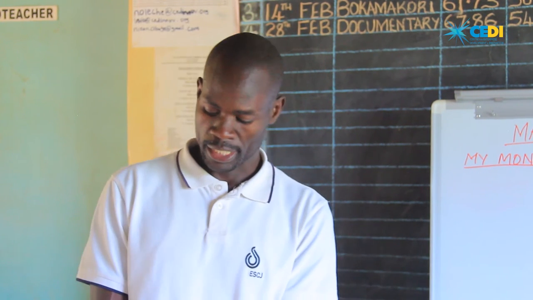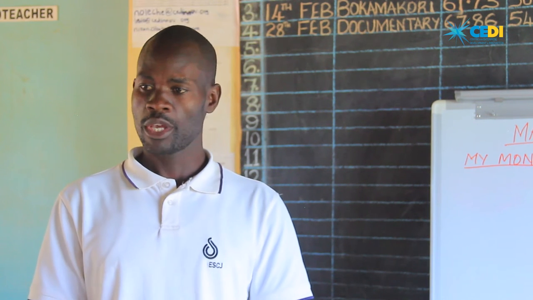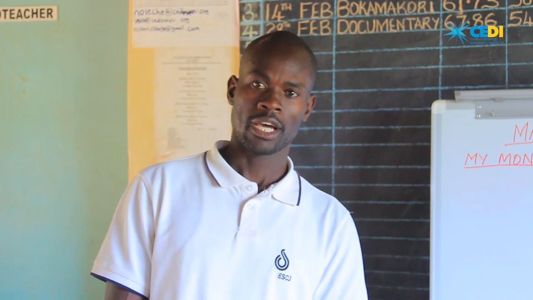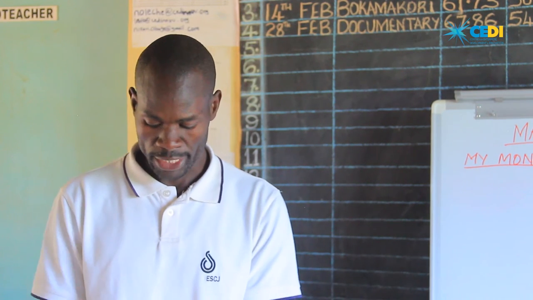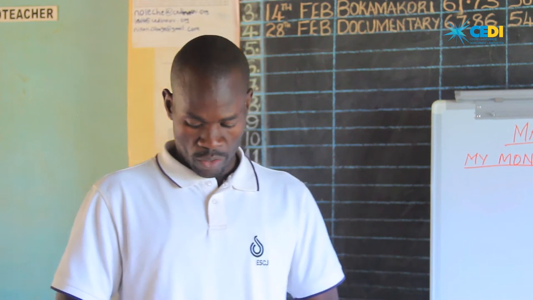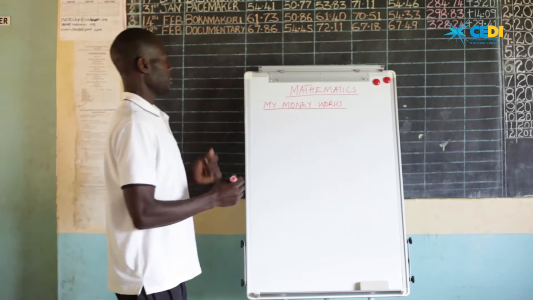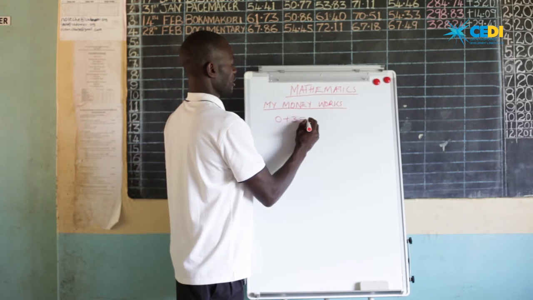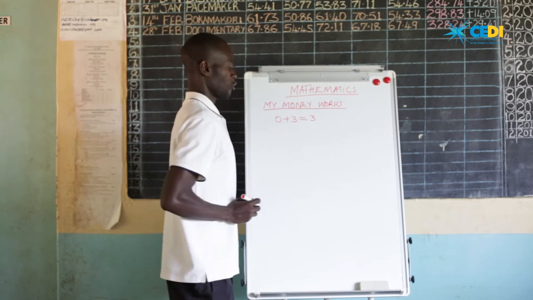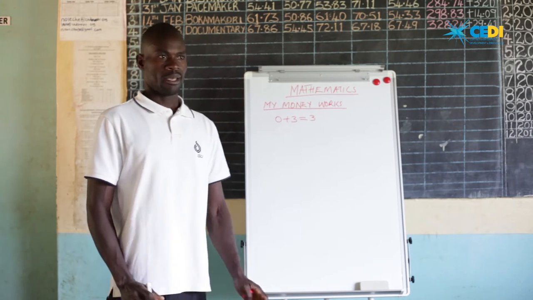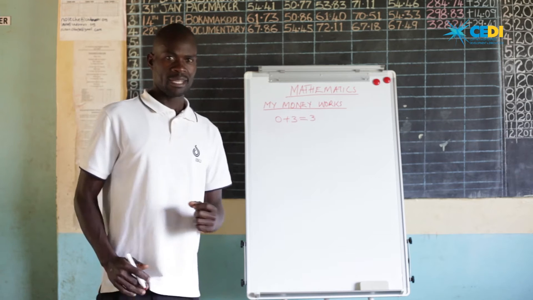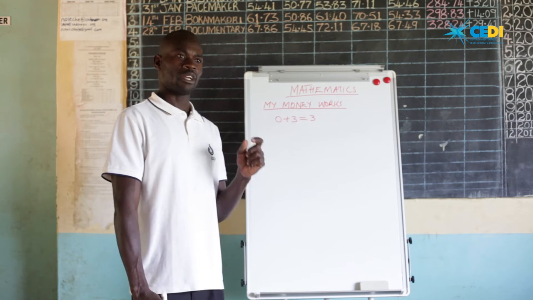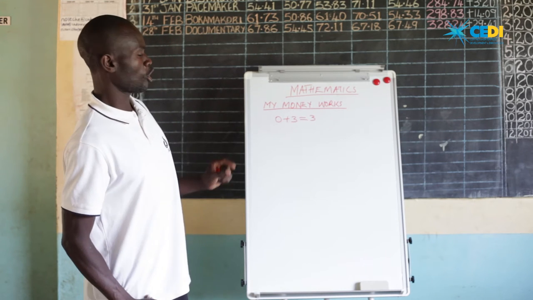Now, let us look at the calculations. At our level, we are dealing with four major operations. That is addition, subtraction, multiplication, and division. Now, let us look at one example here. We may have 0 plus 3, that will be 3. We are adding some of the figures here. Maybe you don't have money, but somebody decides to give you 3 shillings. Because you didn't have the money, you are given 3 shillings. Now you are having a total of 3 shillings.